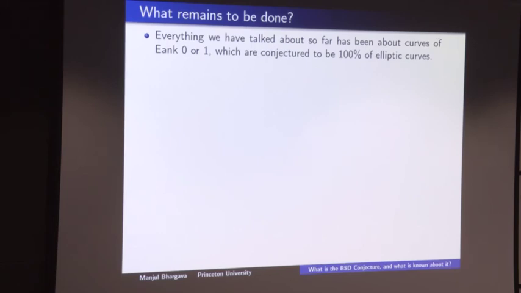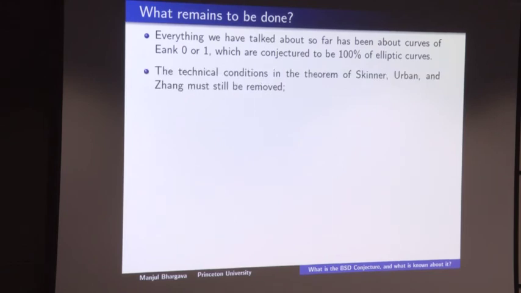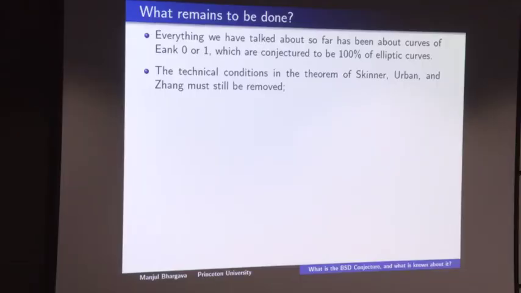But in another sense, it's only two values of the rank, right? Only rank 0 and 1. So depending on your perspective, we've done 0% of BSD or we've done 100% of BSD. It's not clear. So a lot remains to be done. What remains to be done? First of all, the technical conditions, even in the cases of rank 0 and 1, have to be removed. The technical conditions in the theorem of Skinner, Bai, and Zhang that says rank 0 or 1 implies analytic rank 0 or 1 only hold when those conditions are true. A lot have been removed this week, but it would be nice to have all of them removed so that we really know rank 0 or 1 implies analytic rank 0 or 1. And that seems like a while away still.